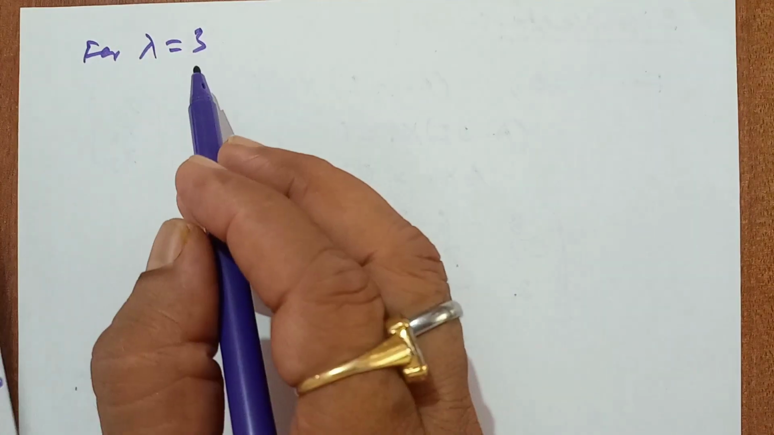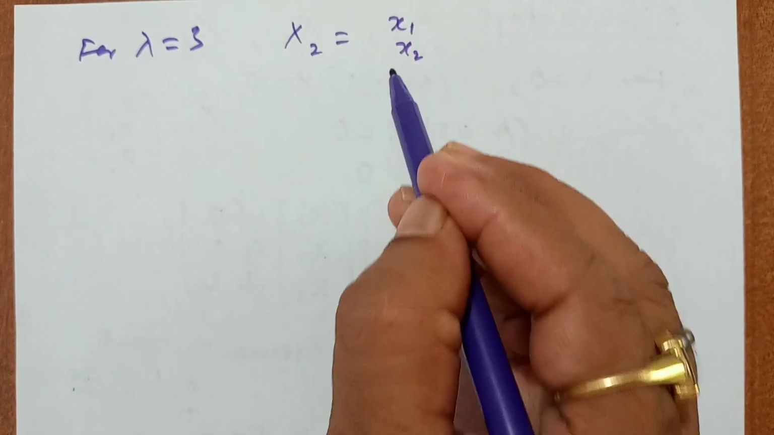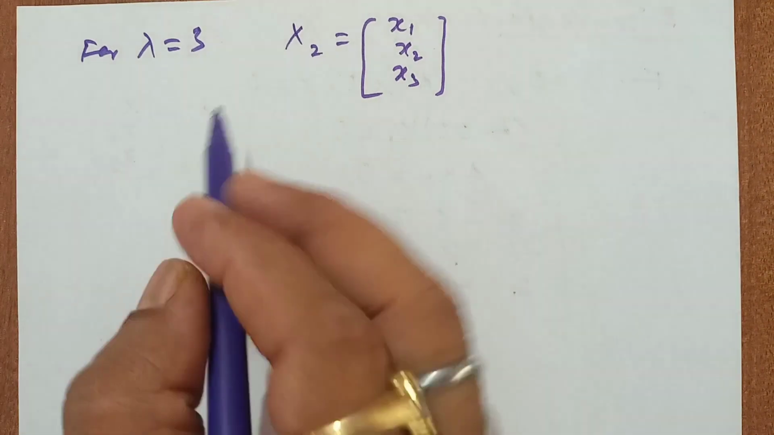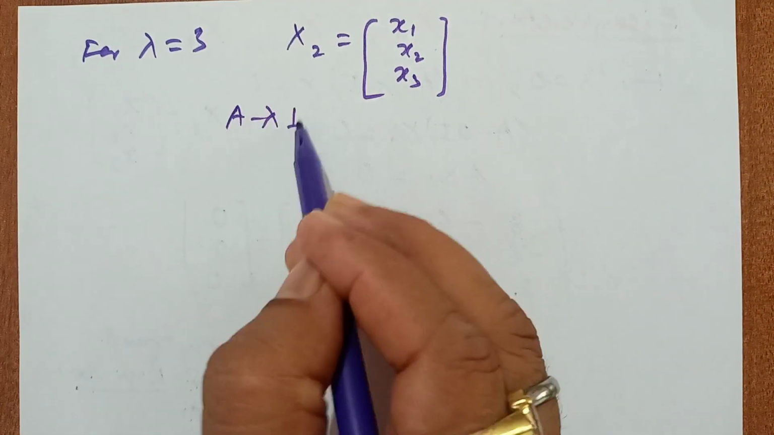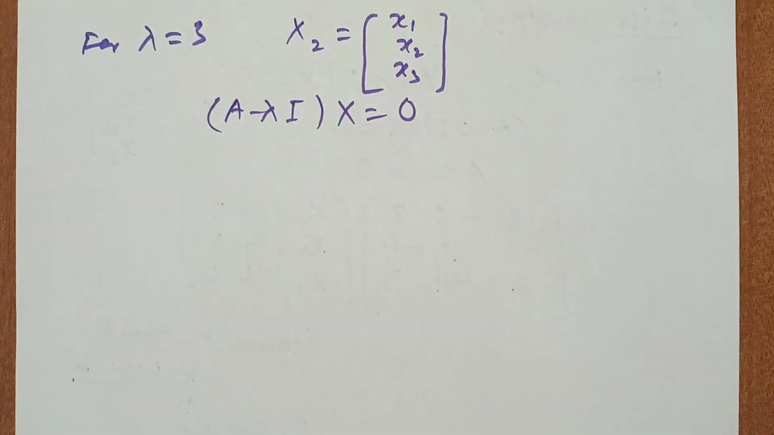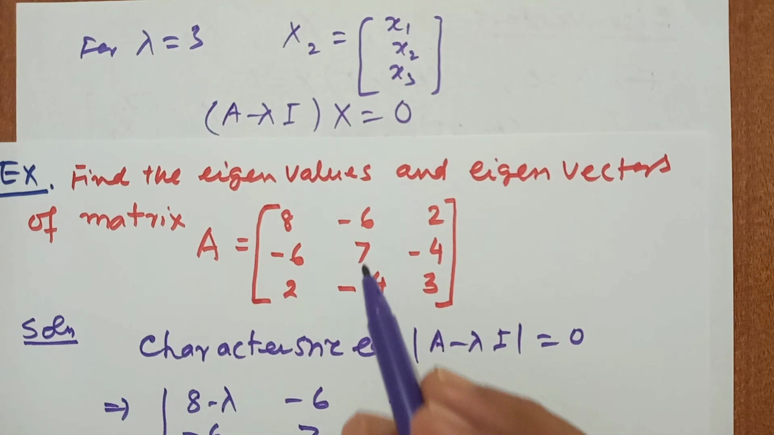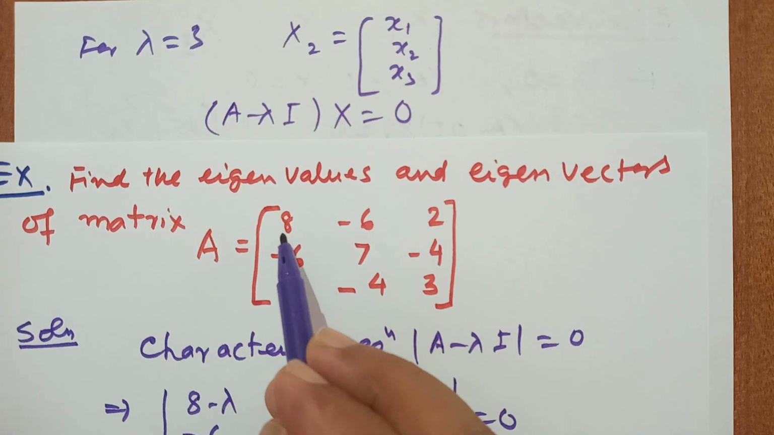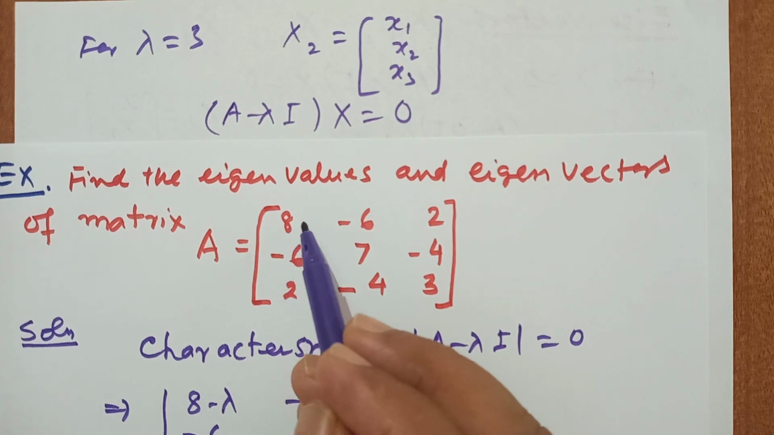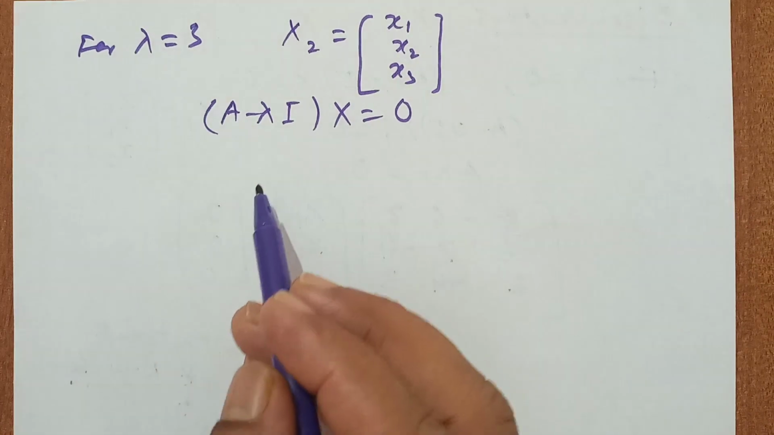Now for lambda equal to 3, let x equal to x1 x2 x3. So (A minus lambda I) x equals 0. Now putting the value of lambda, we have A equal to this matrix. If we take lambda equal to 3, it is very easy to see that we only subtract from the diagonal elements: 8 minus 3, 7 minus 3, 3 minus 3. Okay, so we get this.